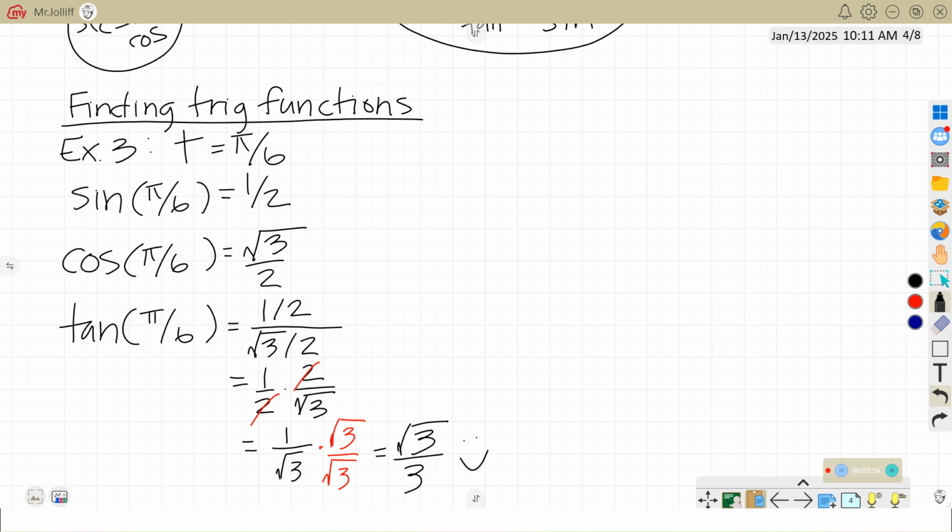Okay, next trig function. We'll start with secant, which is 1 over cosine. So 1 over the square root of 3 over 2. So the reciprocal of square root of 3 over 2, which you guys told me in the last problem is 2 over root 3.